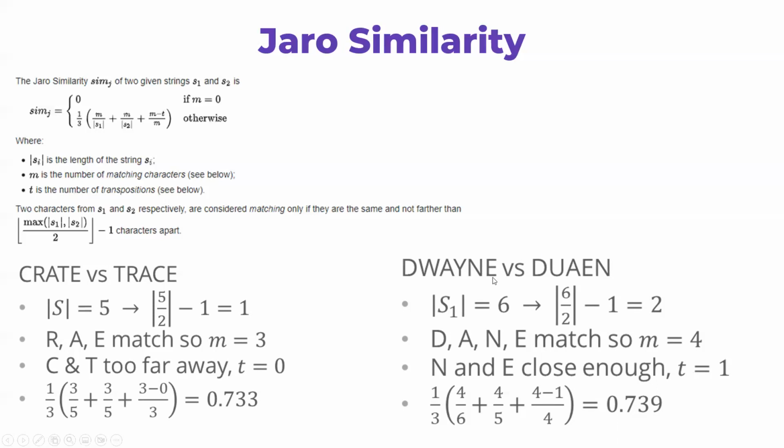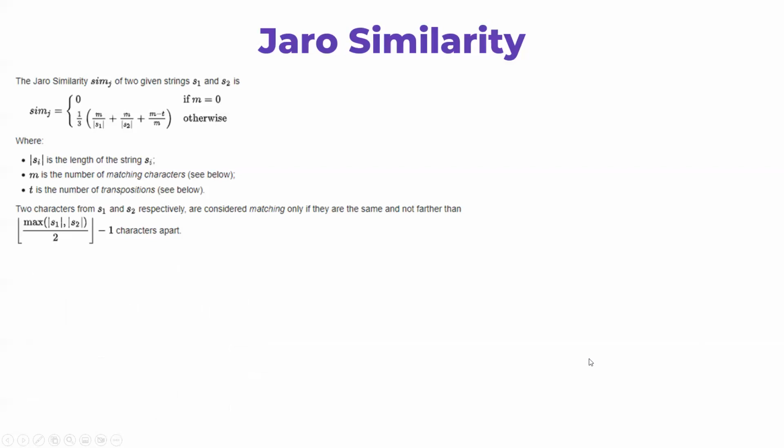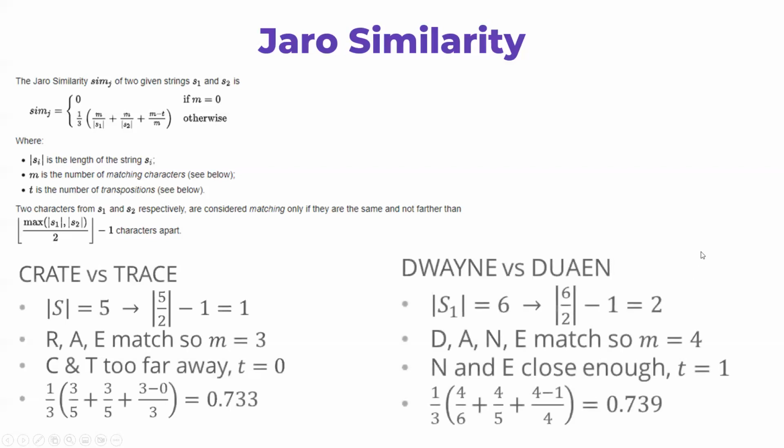And N and E match because they are only 1 character away from each other in order to match with the other string that we're comparing to. So they're close enough to identify as a match. So we have an M value of 4 and a T value of 1. So this is the amount of transpositions that we actually had to do, which is the N and the E. If we pop that into the equation, we have a value of 0.739.